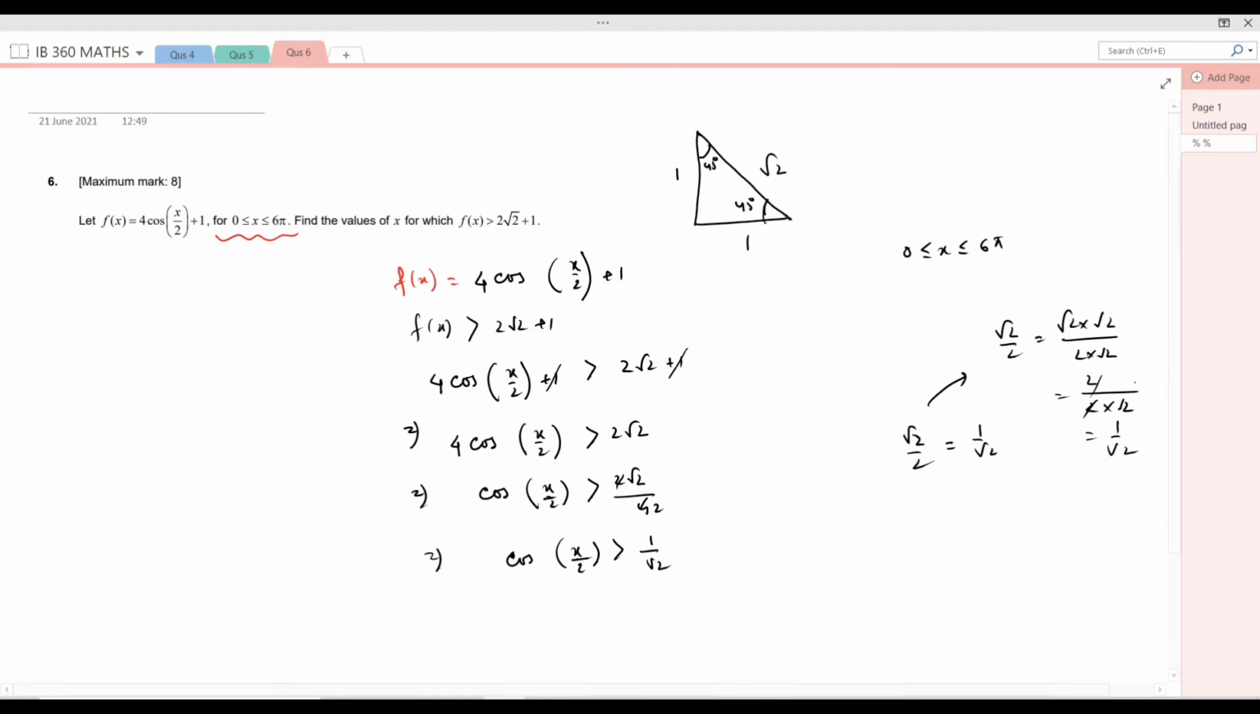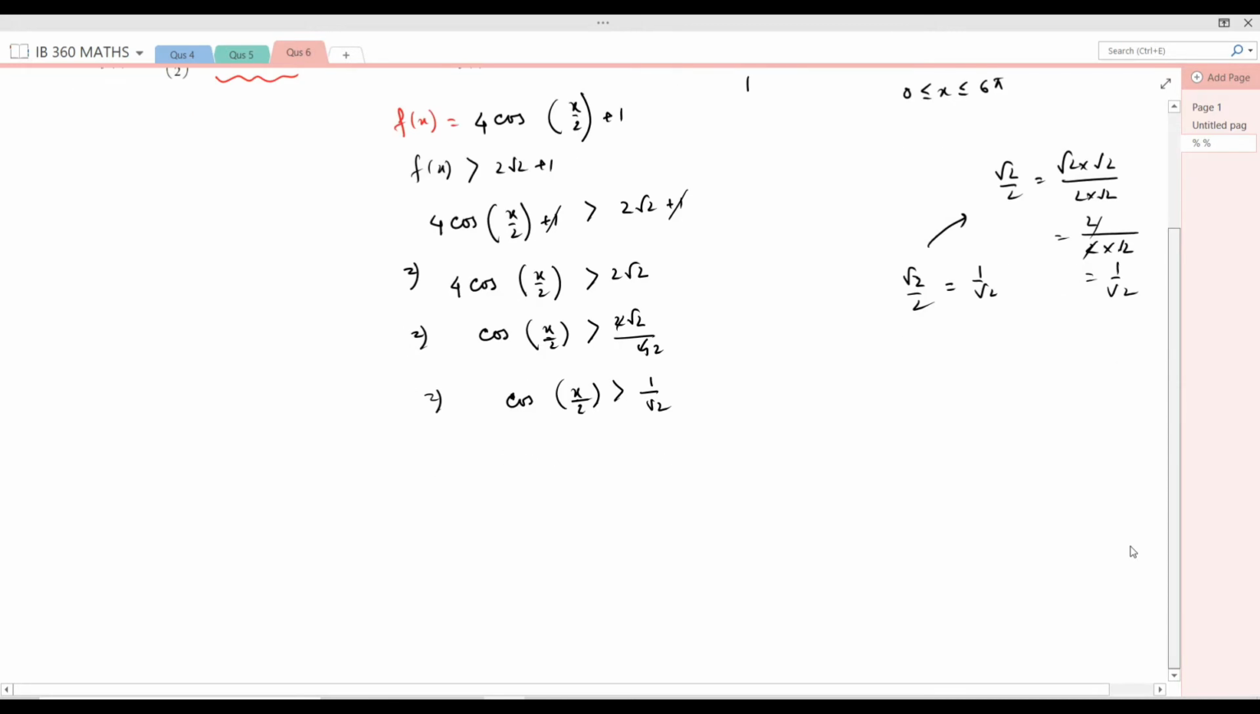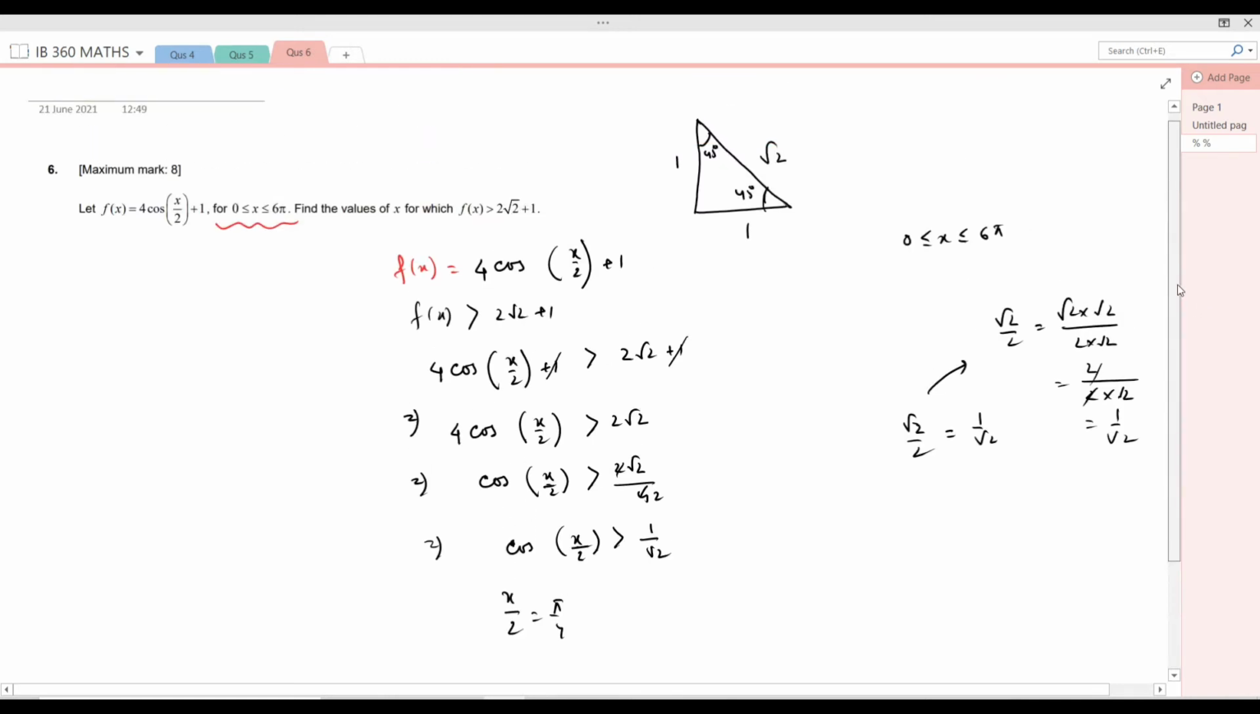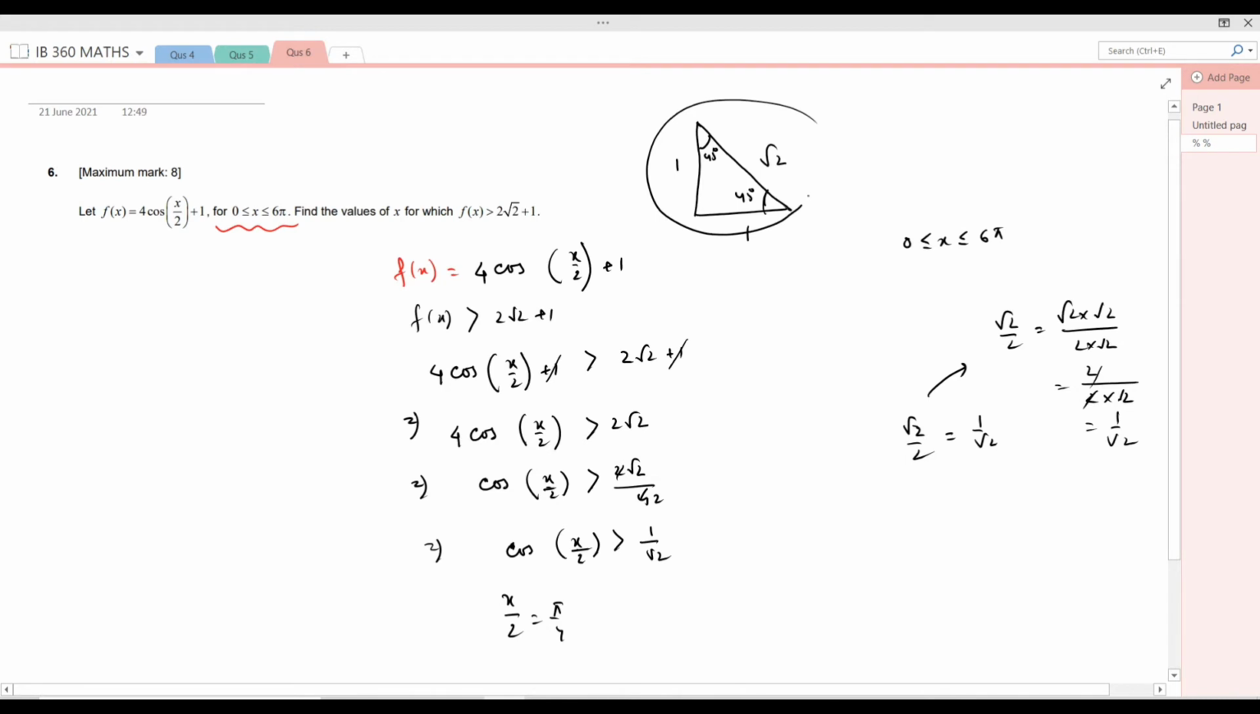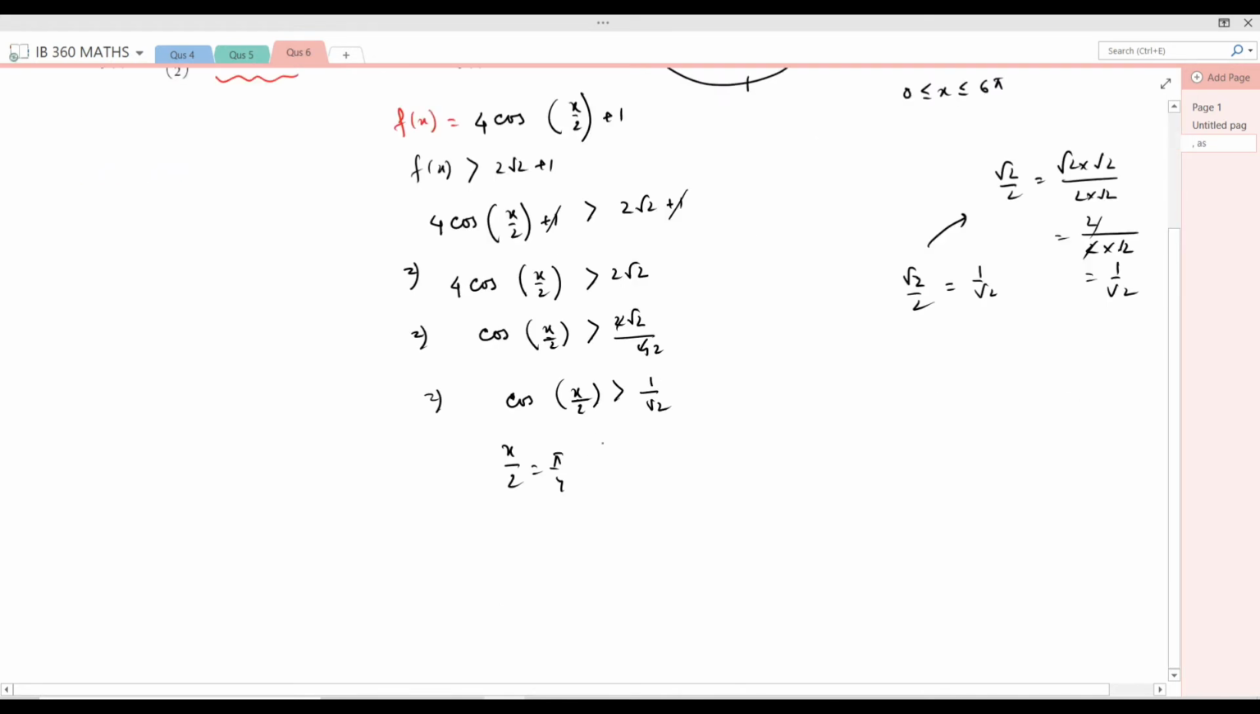So for this we will do this calculation here. From this image we can see x/2 equals π/4 for 1/√2. Then the values that x/2 can take are 2π − π/4 as well as 2π + π/4. So how am I getting this?